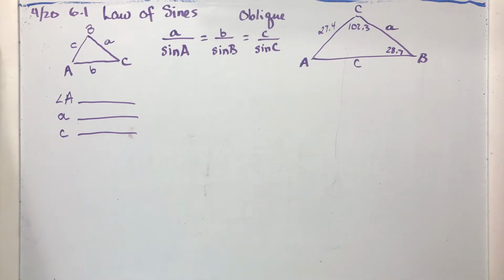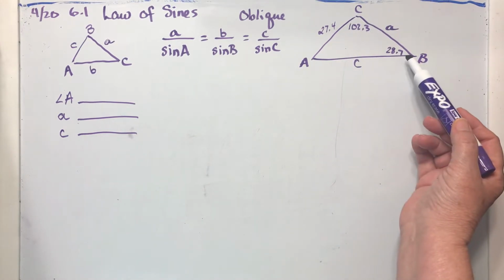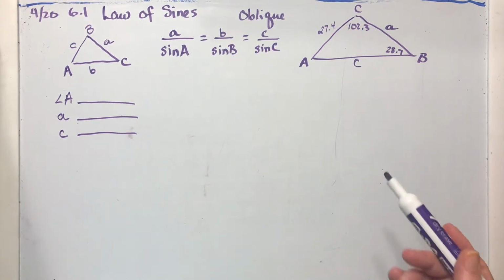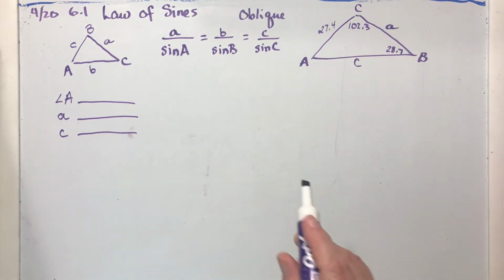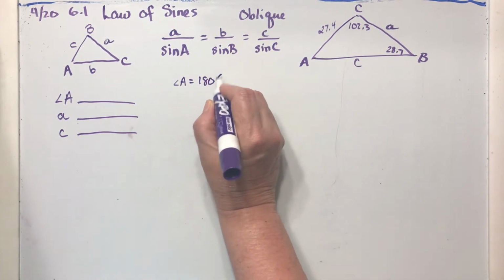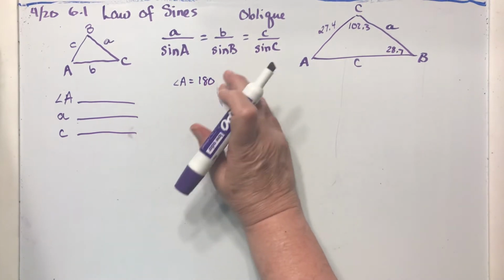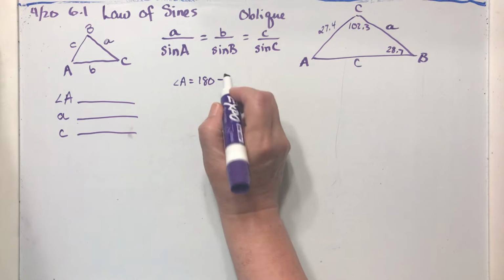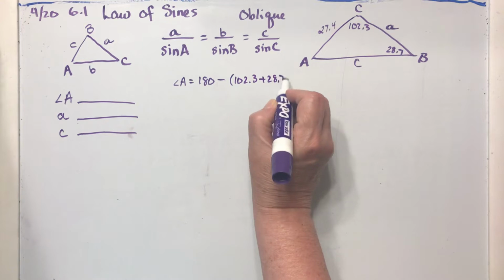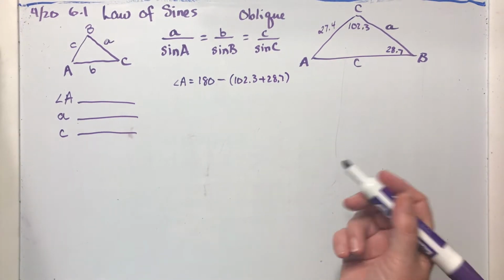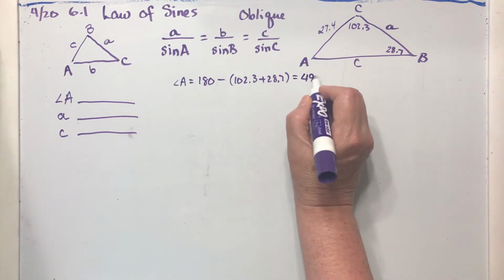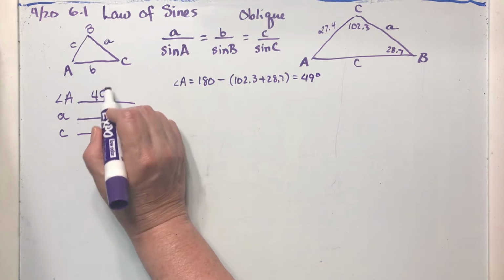All right, first of all, in this triangle, hopefully you'll notice the easiest thing to find right off the bat is angle A, because what do all three angles of a triangle add up to? Exactly, 180 degrees. So to find angle A, we can just take 180 degrees minus 102.3 plus 28.7, and again, you're using your calculators with this. Don't do any extra work that you don't have to. So that's going to equal 49 degrees. So angle A was fairly simple, 49 degrees.